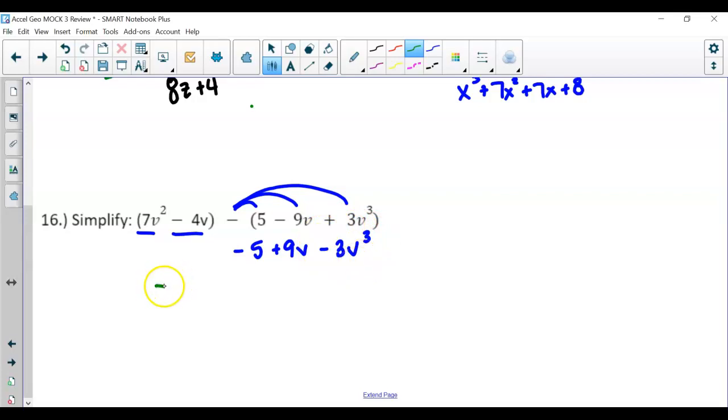Is there anything to combine? No. So I'll just bring it down. Do we combine anything with our v squared, 7v squared? No. So I'm going to bring that down. Now notice we do have two v terms, 9v minus 4v, which is 5v, and then negative 5.